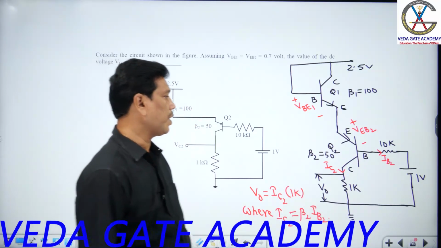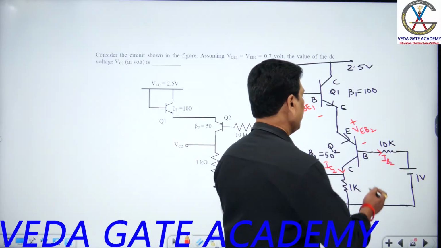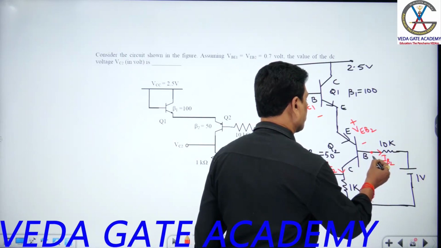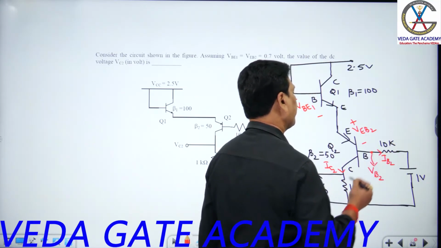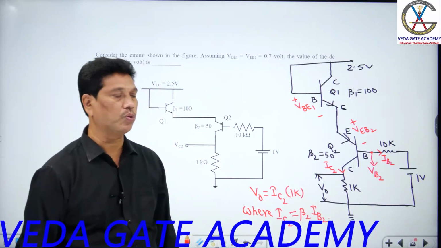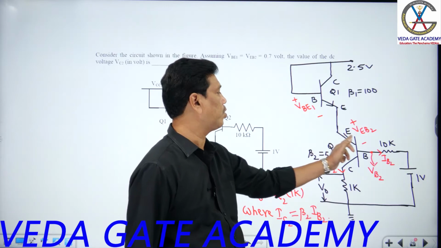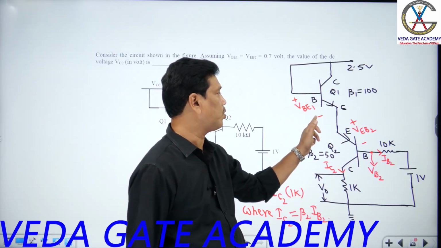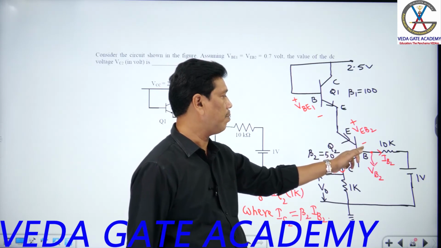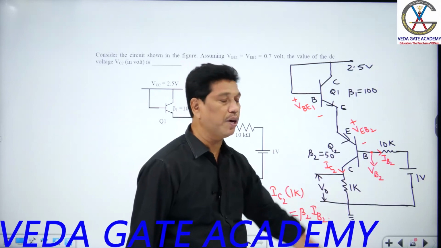How to calculate that: IB2 is the current passing through this 10K. One node potential is 1 volt, and for the other node, the base node voltage, I need to know, students. This is called VB2. How to get this VB2? I can apply KVL to this loop. So 2.5 equals the drop VB1, then the drop VEB2, then VB2, students. Now I can apply that to get VB2 first.